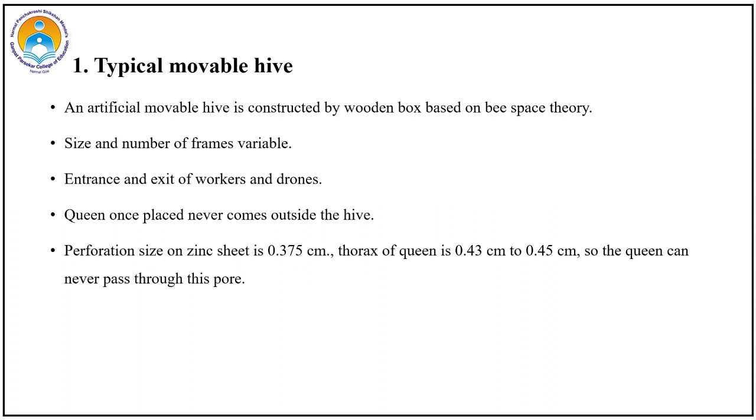An artificial movable hive is constructed as a wooden box based on the bee space theory. The size and the number of frames are variable. The entrance and exit for workers and drones are there. The queen, once placed, never comes outside the hive. The perforation size on the zinc sheet is 0.375 cm. The thorax of a queen is 0.43 cm to 0.45 cm. So the queen can never pass through these pores.